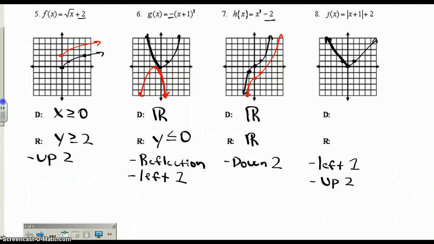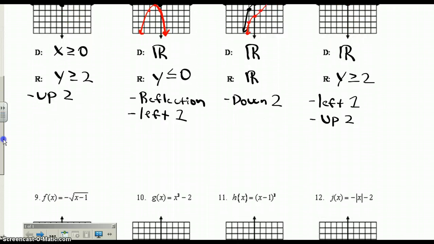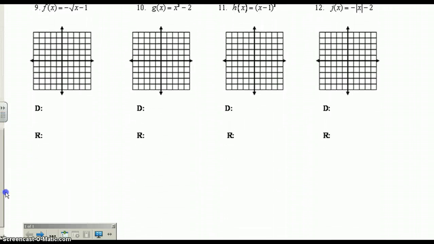Okay, so now I'm going to take each point and move it to the left 1, up 2. To the left 1, up 2. To the left 1, up 2. And now I have my new absolute value graph. Okay, the domain is going to negative infinity to positive infinity, so we have all reals. But the range now, the lowest y value is positive 2, so everything's going to be greater than or equal to that 2. Okay, let's go down to the next one.